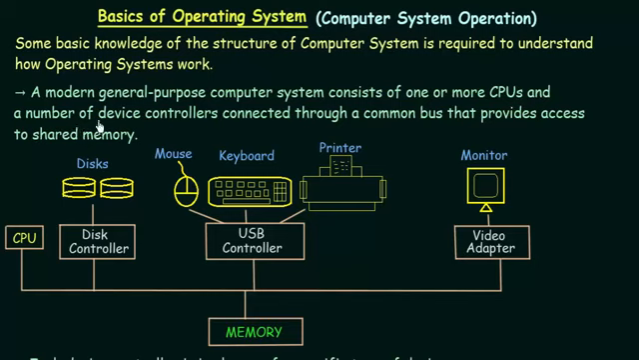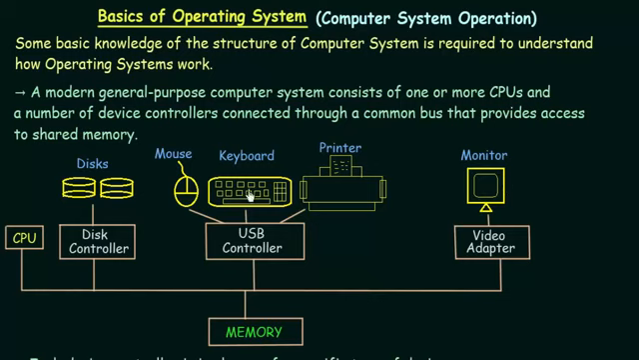And a number of device controllers connected through a common bus that provides access to shared memory. So here if you look at this diagram, we have some hardware like your disk, which may be your hard disk or anything like that, and then we have some more hardware here like your mouse, keyboards, printers, and then you have your monitors over here. So it is not limited to this, but this is just an example I am showing you.